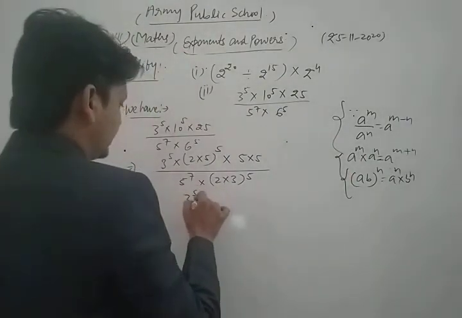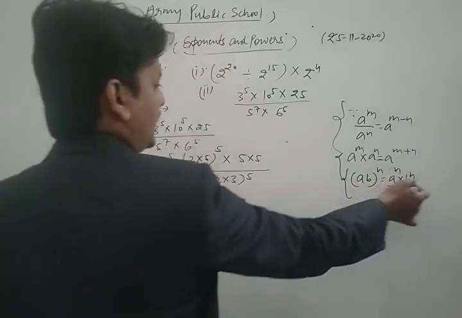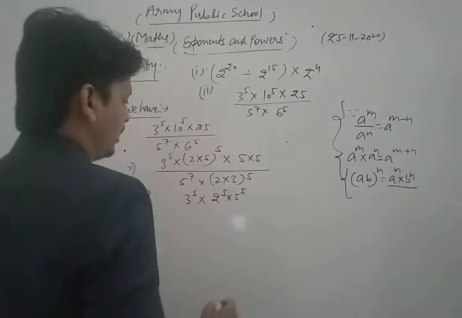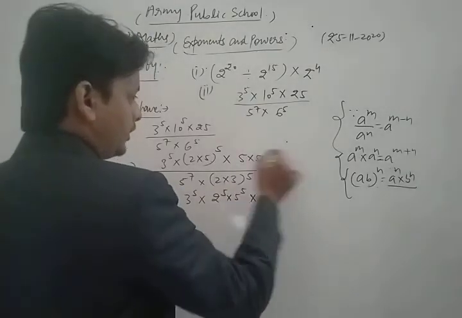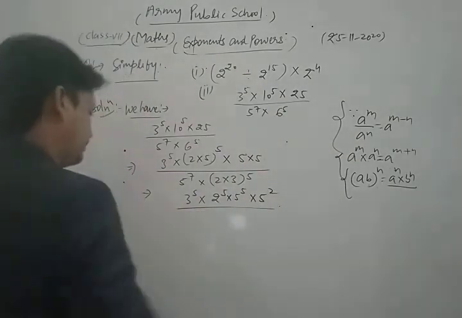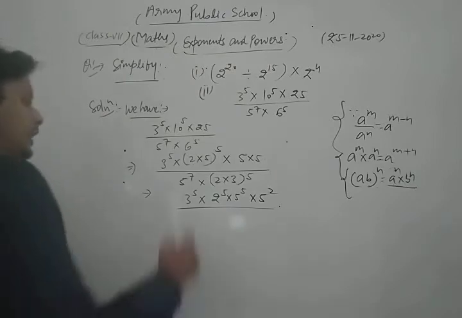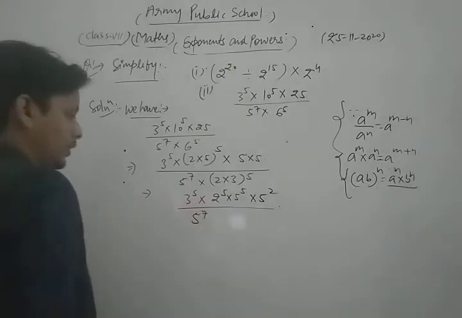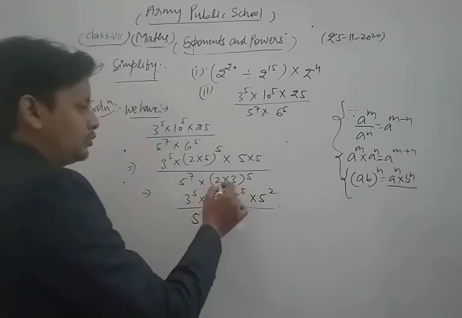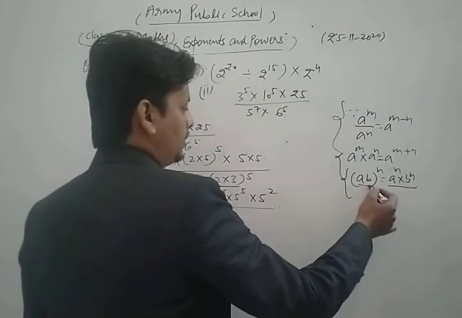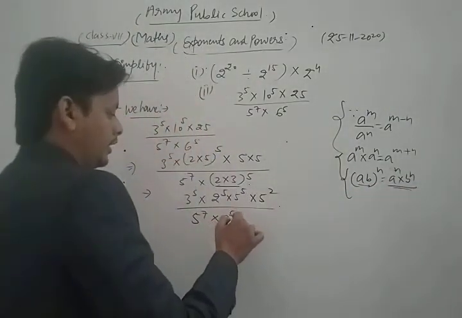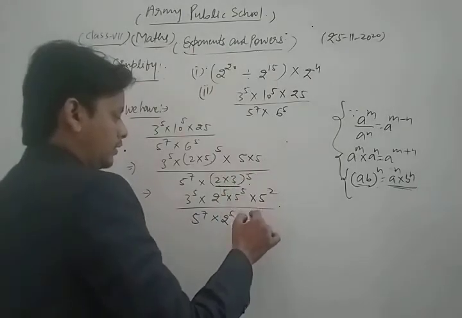So we get 3 power 5 as it is. If we split the bracket, we apply that law. We get 2 power 5 into 5 power 5. Now here we apply that law. This is 5 into 5, which is 5 squared, upon 5 to the power 7 as it is, into, we split that bracket. So here we apply the power a b to the power 5. So we get 2 to the power 5 into 3 to the power 5.